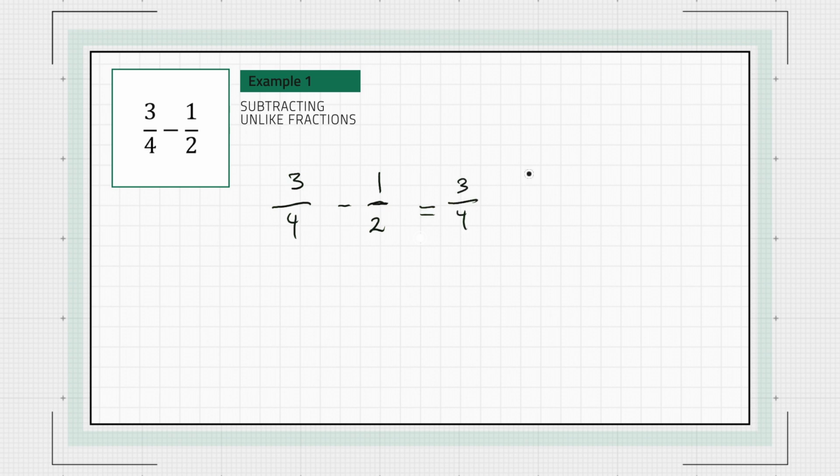So this is 3 over 4 minus something over 4. To go from here to here, I've multiplied it by 2. So if we're going to keep it as an equivalent fraction, I have to do the same to the 1. So 1 has to be multiplied by 2 as well. So 1 multiplied by 2 is just 2. And now that they're like fractions, we can solve. So 3 minus 2 is just 1 over 4.